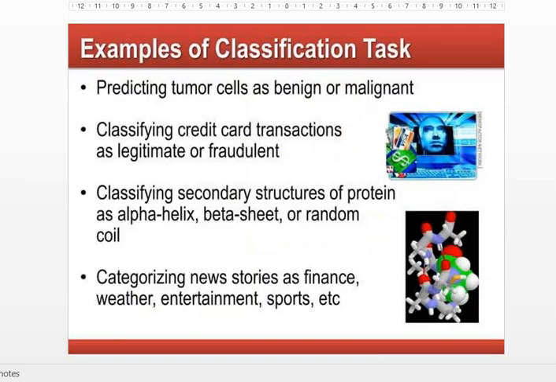These are the examples of classification tasks. We can predict tumor cells, classify credit card transactions, classify the secondary structures of protein as alpha helix, beta sheet, or random coil, and categorize news stories as finance, weather, entertainment, sports, etc.